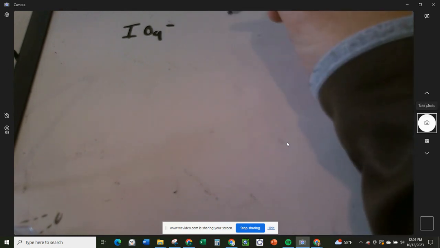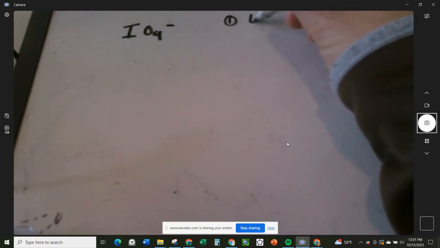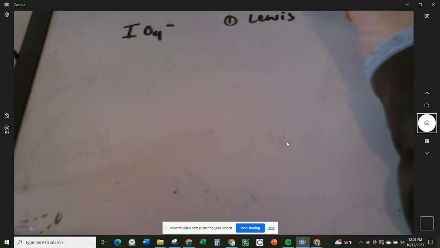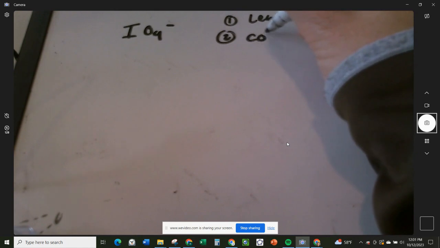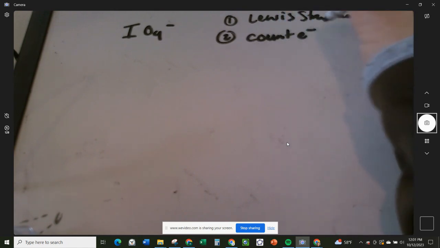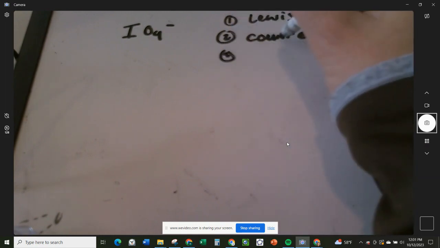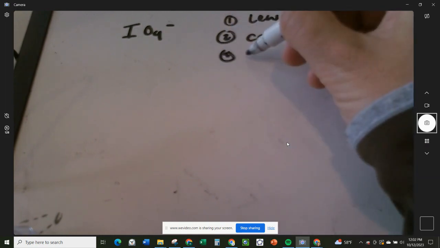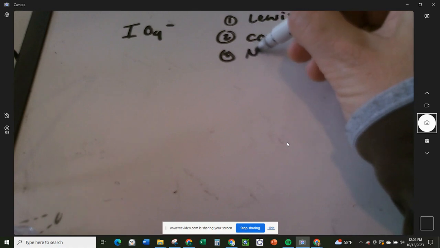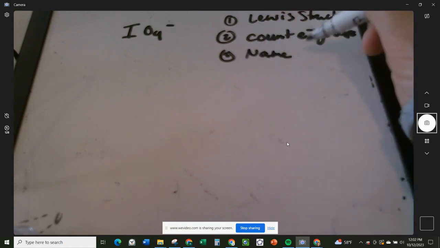Okay, and the first thing that we need to do is we need to draw the Lewis structure. And we're going to count the electron groups. And then the last thing that we need to do is based on the number of electron groups, we're going to name the shape. Name the shape of the electron groups.